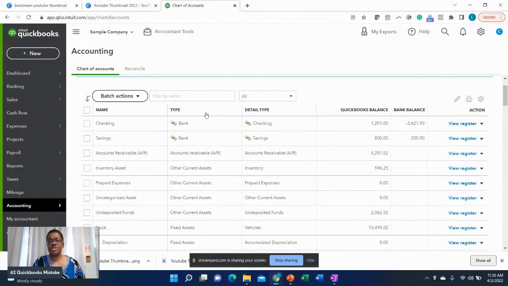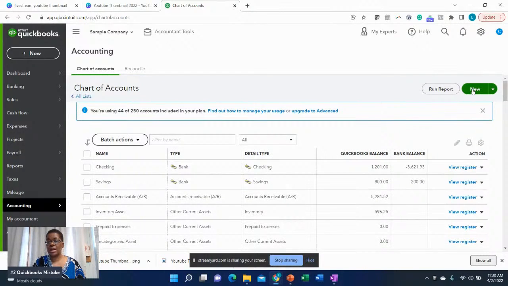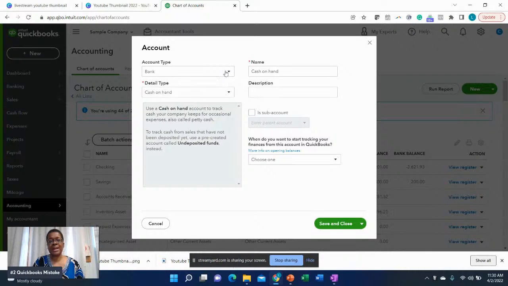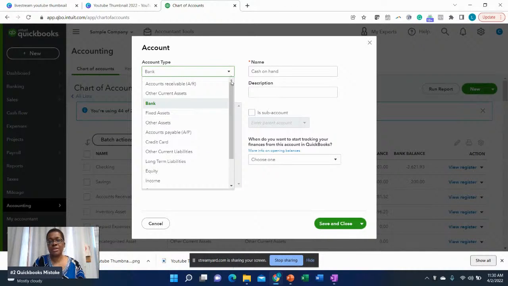You may ask yourself, what's the difference between type and detail type? I use this example: type is the parent and the detail type is almost like the subcategory or sub parent. Then you have the balance, the bank balance, and then you can download the reports. So let me go over here to QuickBooks and actually just create a new account. Account type, once again, is very important. You have to understand the terminology.